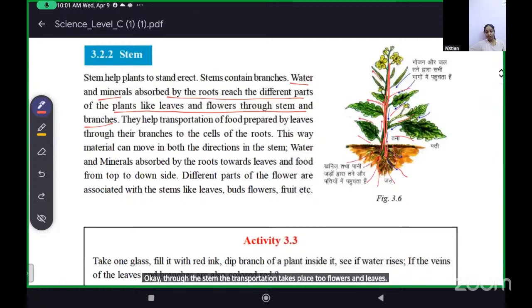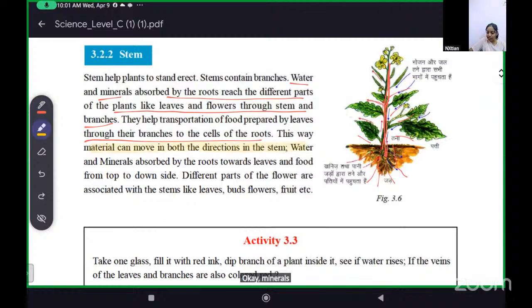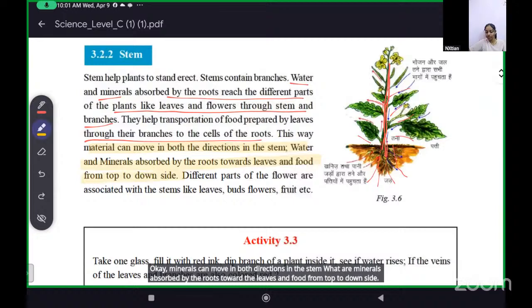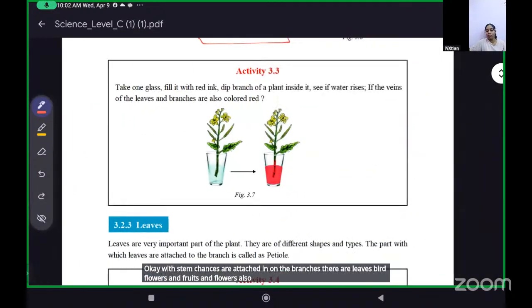They help transportation of food prepared by leaves through their branches to the cells of the roots. This way, minerals can move in both directions in the stem: water and minerals absorbed by the roots go toward the leaves, and food goes from top to down side. Different parts like leaves, buds, flowers, and fruit are associated with the stem branches. Okay, understood about stem.